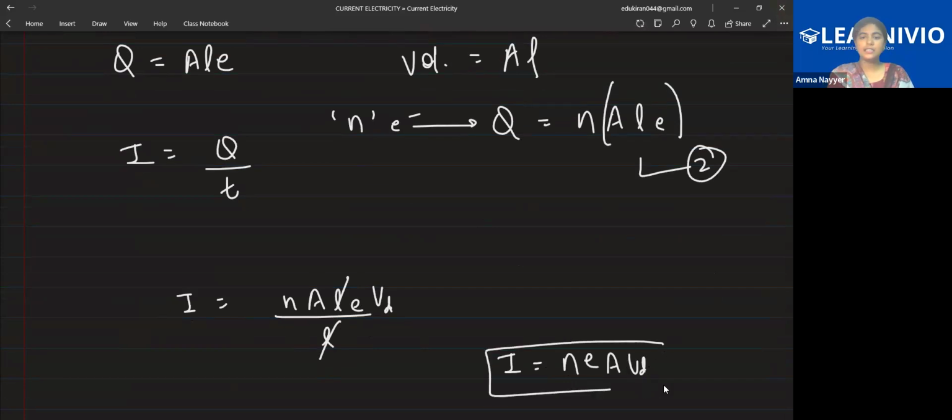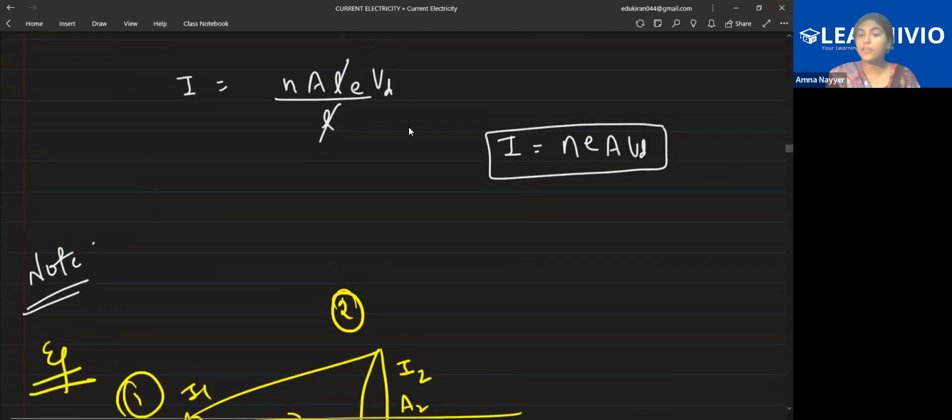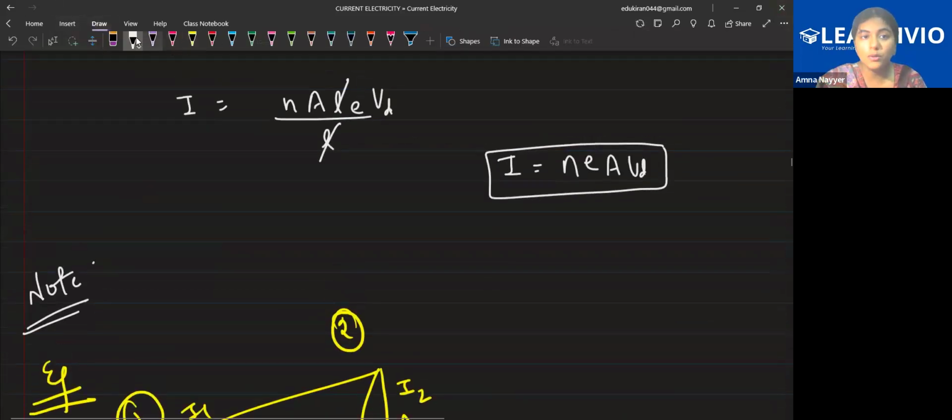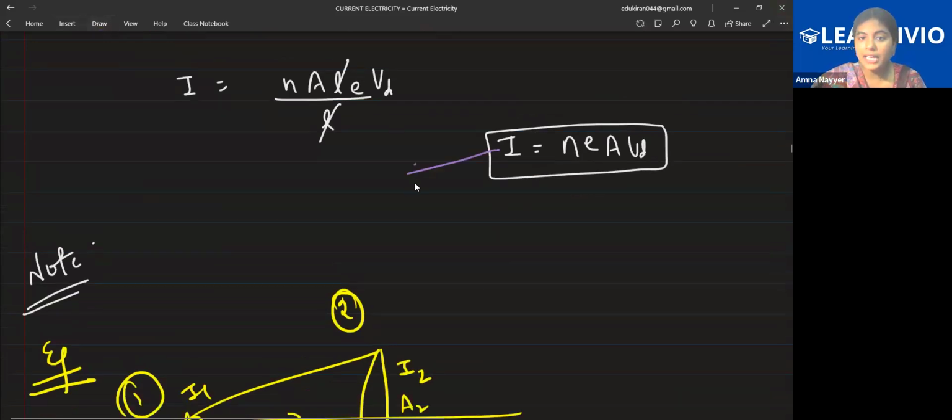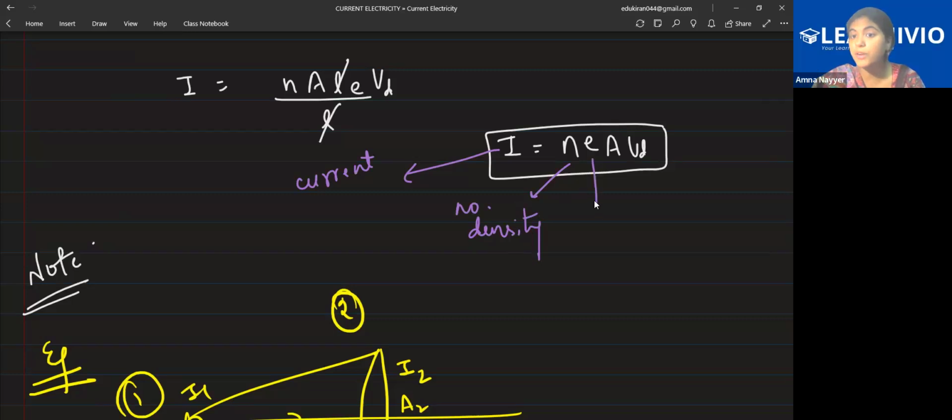N e A Vd. This is the formula of the current in relation with the drift velocity. What do you have over here? I is the current. N is the number density. Number density means number of electrons which are present in a unit volume. This is the electronic charge, 1.6 into 10 to the power minus 19.